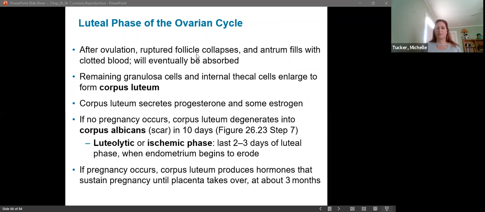After ovulation, the ruptured follicle collapses. The antrum fills with clotted blood, but the remaining granulosa cells and thecal cells form the corpus luteum. The corpus luteum secretes progesterone and some estrogen. The main hormone associated with the corpus luteum is going to be progesterone because it's going to play a role in maintaining the endometrial lining. If no pregnancy occurs, the corpus luteum is going to degenerate.